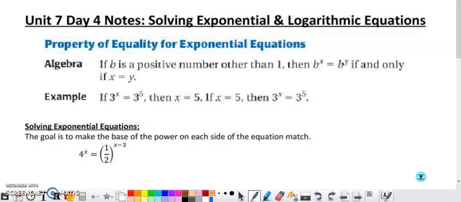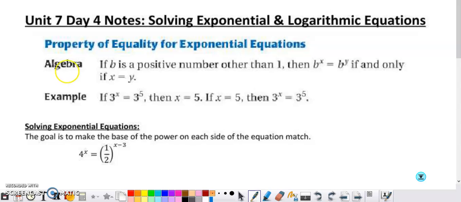In this video, we're going to look at Unit 7, Day 4, how to solve exponential and logarithmic equations. Recall that we introduced this new function, a log or logarithm, as the inverse of the base of a power.